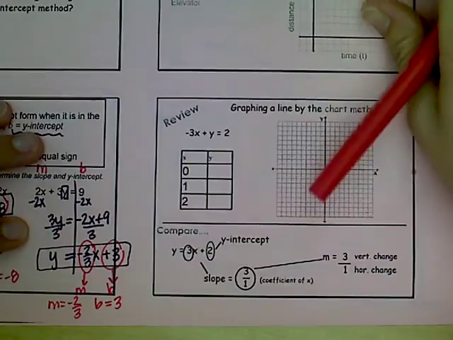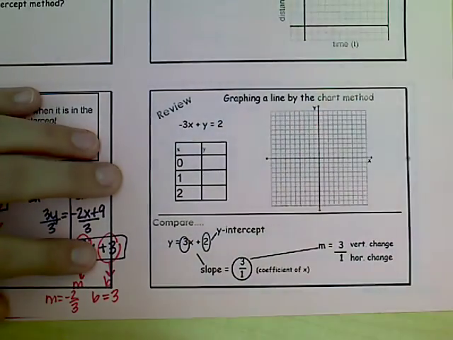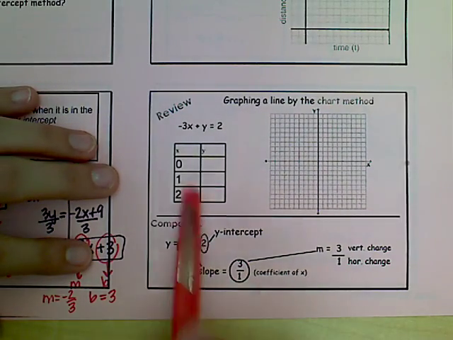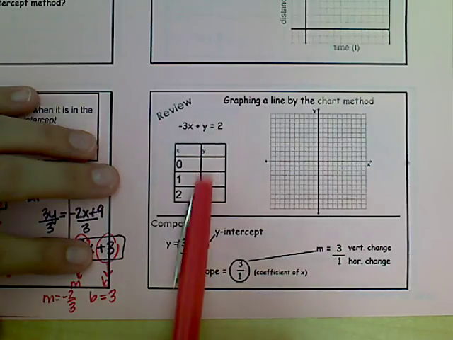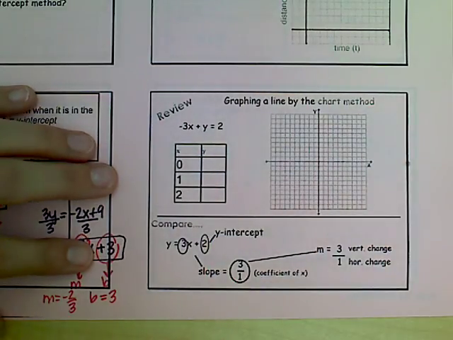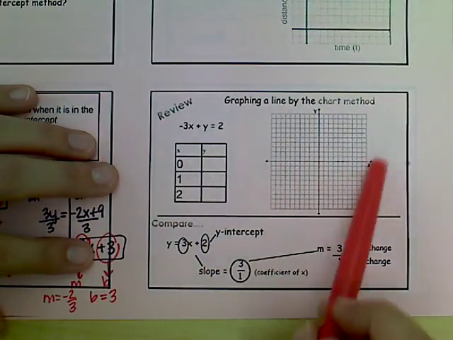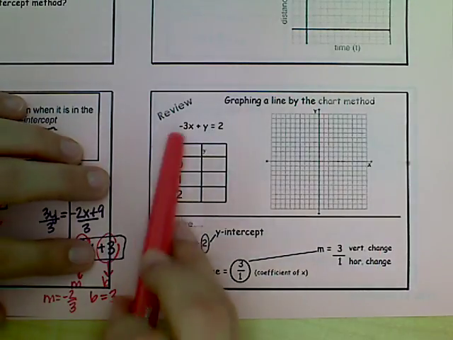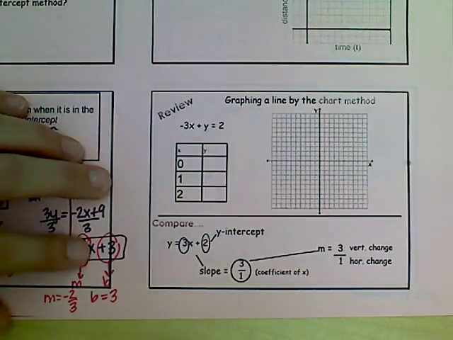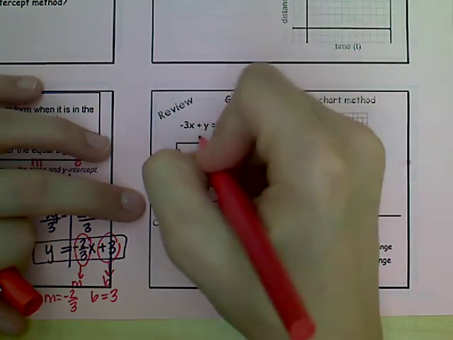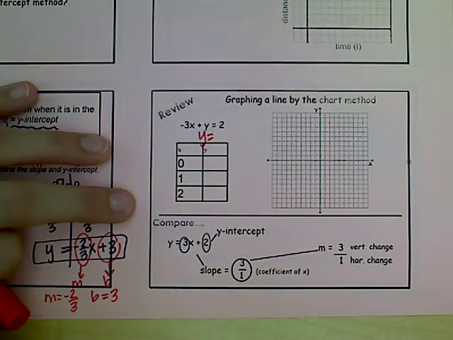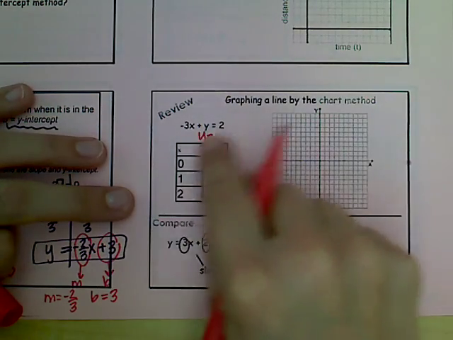All right, now we're going to quickly review how to graph a line by the chart method. So the chart method, if you remember, is when we give you an x or 3 x values, you find the y values, and then it makes it really easy to go ahead and graph that line. So if I have negative 3x plus y equals 2, the one thing we talked about is it's a lot easier to do this when it's in y equals. So I'm going to go ahead and get this into slope-intercept form.